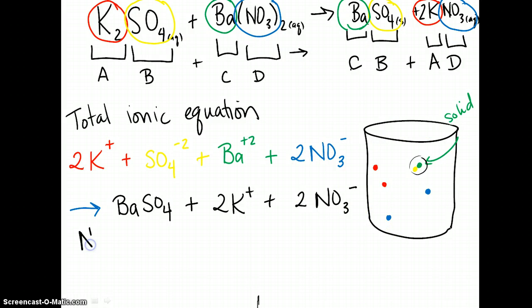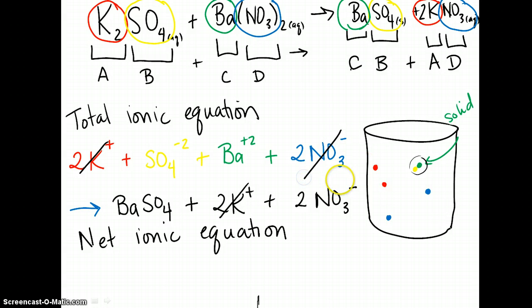This is my total ionic equation. The next one is going to be writing my net ionic equation, and for this one, I just want to focus on what changed. I'm going to ignore all the ones that did not change. So if I look at this, it looks like these all stayed the same. That means my potassium stayed the same, so I can cross those out, and my nitrates stayed the same, so I'm going to cross those out.